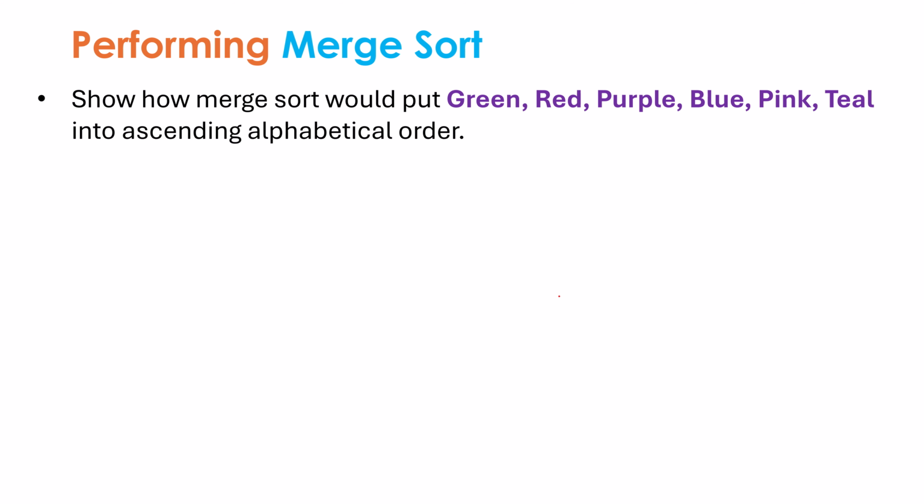I want to put this into ascending alphabetical order. Like I said in the last video, it's worth writing down the alphabet if you are faced with an alphabetical question, because we don't want to be thinking about it in our head. It's just, you're asking for yourself to make a mistake. Although, of course, the first few steps of merge sort don't even involve ordering at all.